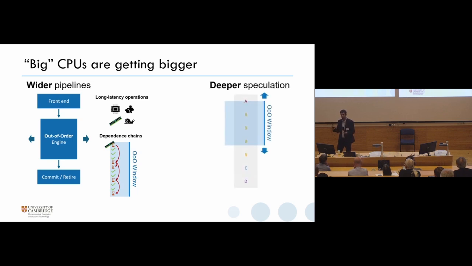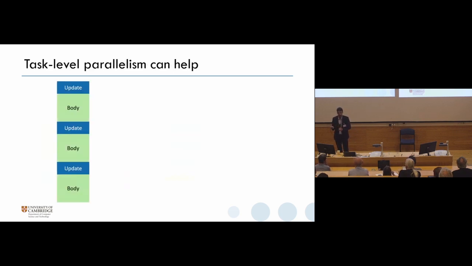So we can look deeper into the trace. We can predict further ahead and have a bigger window. But with more prediction comes more chances to mispredict. It's worth noting that today's branch predictors are exceptionally good, but there are some branches that are just inherently hard to predict. So maybe we need to find independent work somewhere else. Parallelism could be a way to help us.